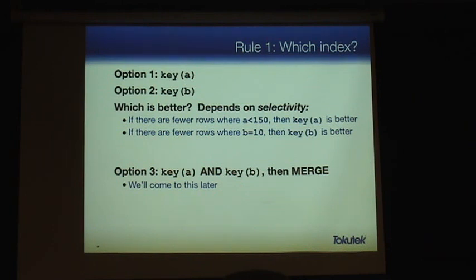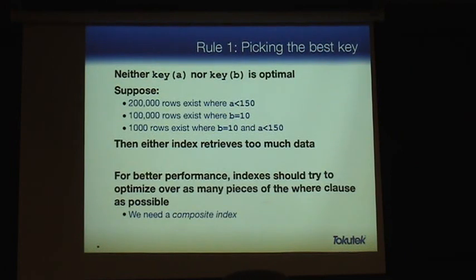So we're going to get to that later. But for now, let's just focus on the options for A and B. Neither A nor B is optimal, because remember we said at the beginning, 1,000 rows exist where B is equal to 10 and A is less than 150. But suppose you have 200,000 rows where A is less than 150 and 100,000 rows where B is equal to 10. Then these indexes are still retrieving too much data.